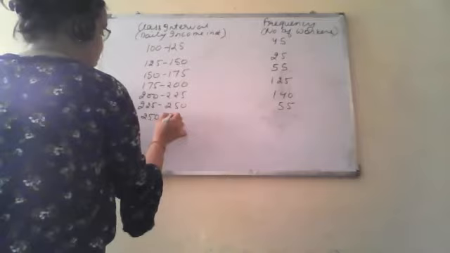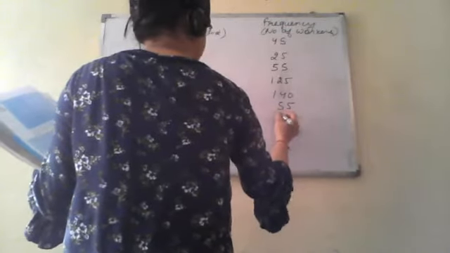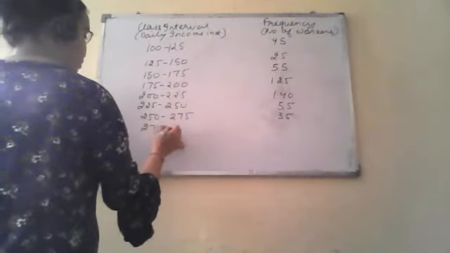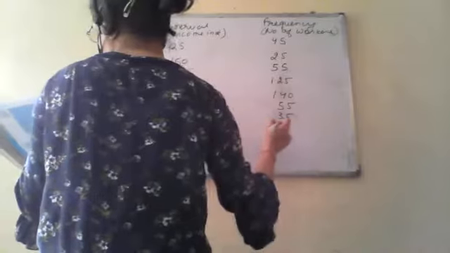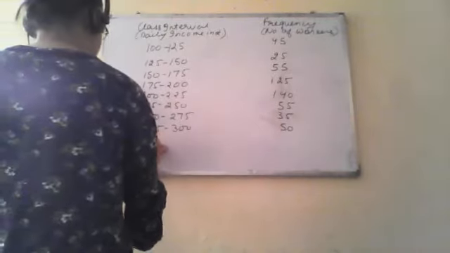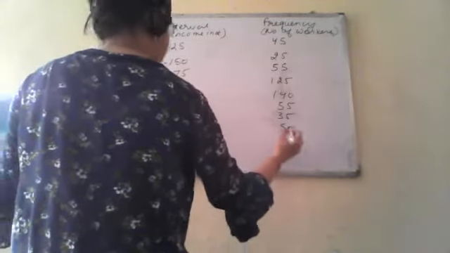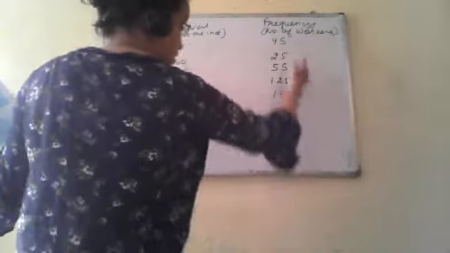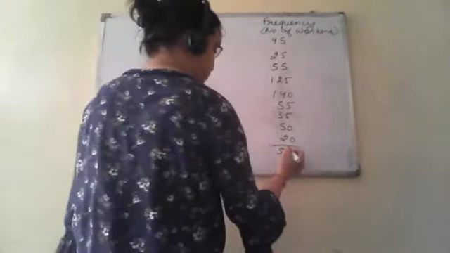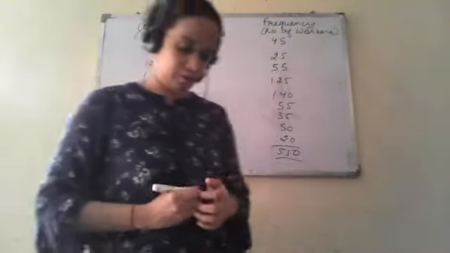250 to 275, number of workers are 35. Between 275 to 300, number of workers are 50. Between 300 to 325, number of workers are 20. So the total should be 550, which should be equal to the number of observations. Now we have to answer the following questions.